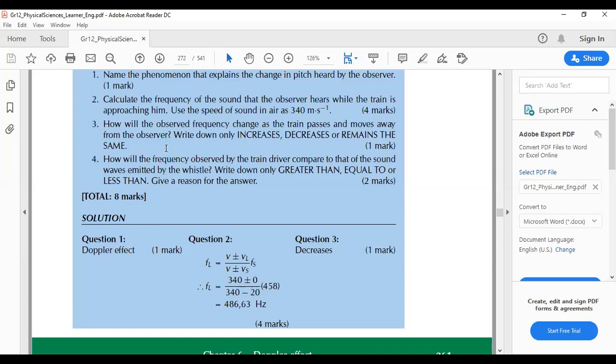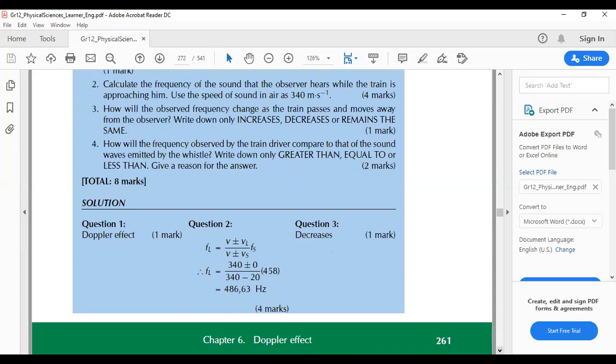And then now they ask, how will the observer frequency change as the train passes and moves away from the observer? Okay, it will decrease, right? Because the train is passing our way. So it means that the sound is also moving our way, okay?